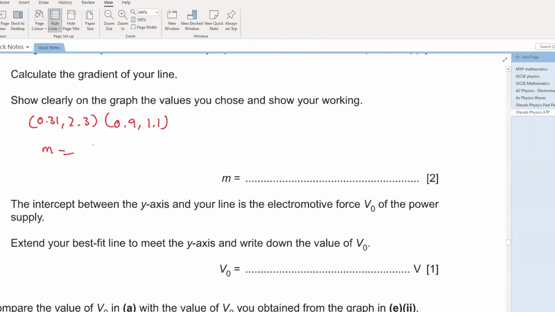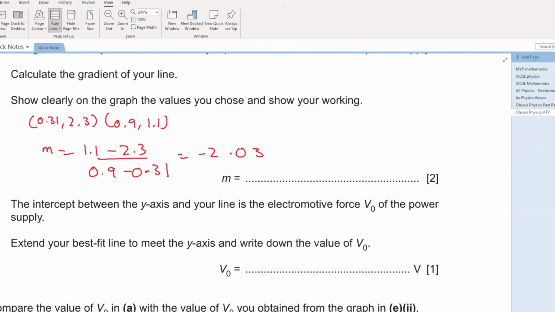जी बिल्कुल. Gradient is equal to y2 minus y1 over x2 minus x1. That is 1.1 minus 2.3 divided by 0.9 minus 0.31. Perfect. Let's calculate this answer. This comes out to be negative 2.03. Yep, this is your answer. Negative 2.03 is your gradient ka answer.